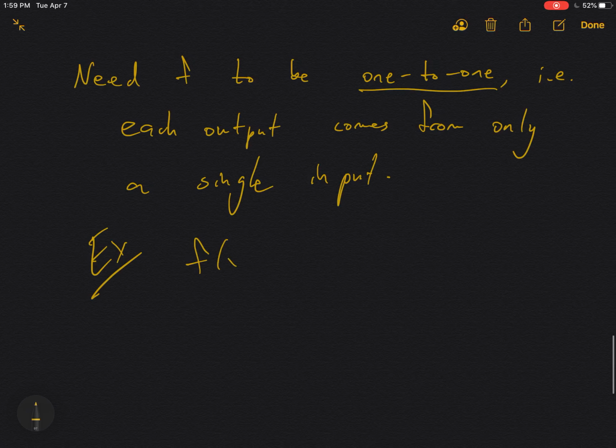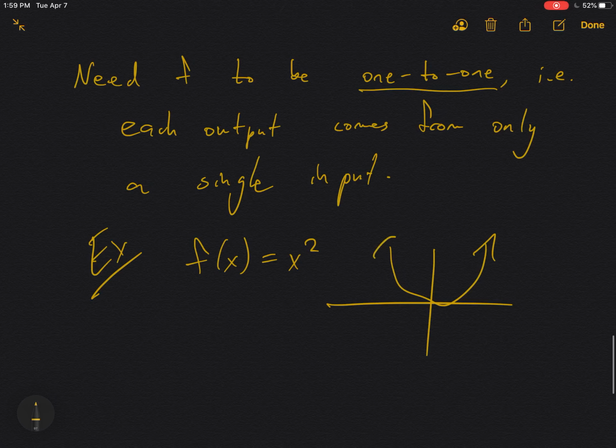But for example, if we were to talk about a function like f of x is equal to x squared, then the graph is going to look something like this. Sorry, that's a little messy. Now I can ask whether each output comes from only a single input. But that doesn't hold for this particular function because we have maybe this point, -1, 1, and we also have this point, 1, 1. Notice that both of these points have the same output.